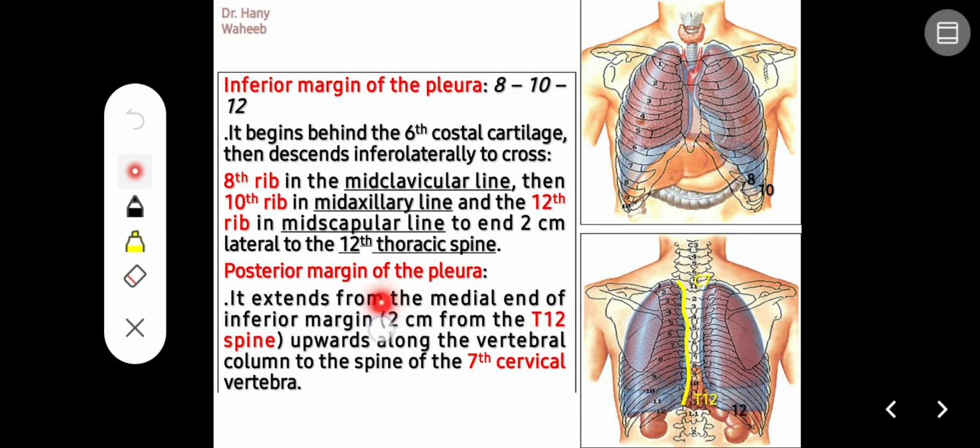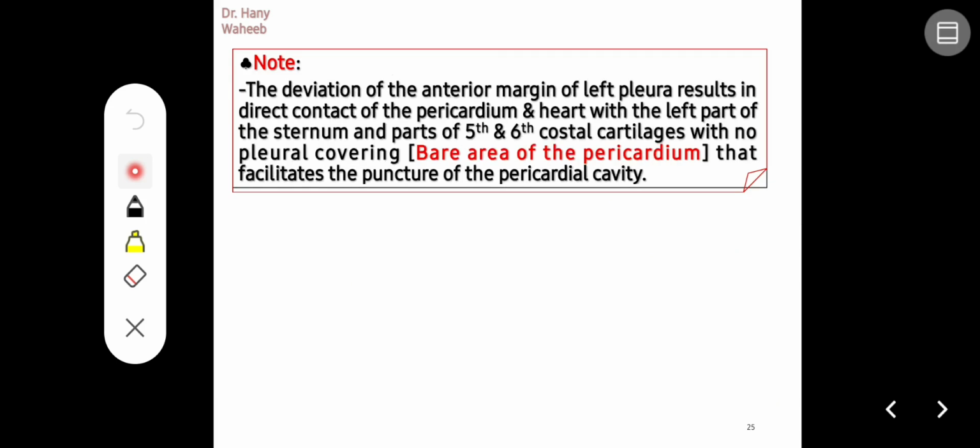The posterior margin of the pleura extends from the medial end of the inferior margin, which is 2 centimeters from the T12 spine. It extends vertically up along the vertebral column to reach the spine of the 7th cervical vertebra. So the posterior margin extends from the spine of the 12th thoracic vertebra up to the spine of the 7th cervical vertebra along the vertebral column.